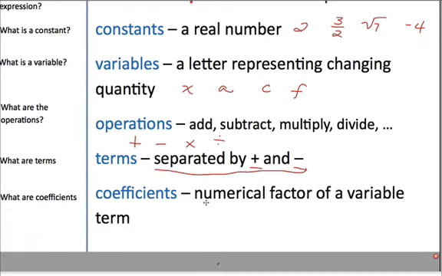Now, coefficients are what we call numerical factors of a variable term. So for example, if we had the term 3x, then 3 is the coefficient. Okay, it's the factor. It's what we multiply the variable by. So we might want to write that down. It's what we multiply my variable by. That's a coefficient. All right, fantastic.